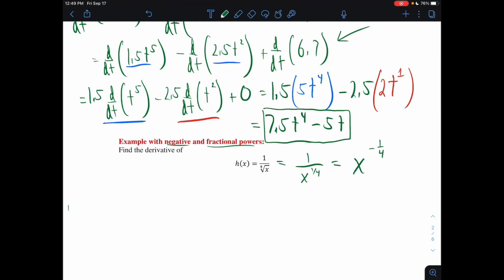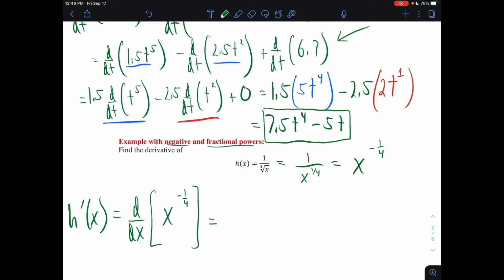So then if I want to find the derivative of h of x, then that's the derivative with respect to x of x to the negative 1/4 power. So the way that this really works with the full force of the power rule, that again comes later in chapter 3, it's the same pattern as what I saw before. The power drops down to become a coefficient, and then I decrease the power by 1. So I have negative 1/4 minus 1. Negative 1/4 minus 1 is going to be x to the negative 5/4 power.